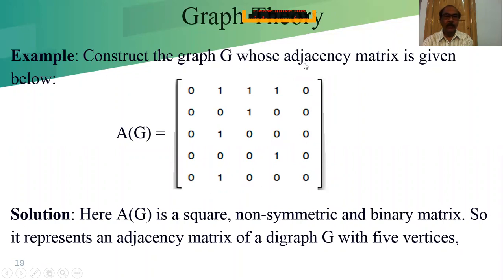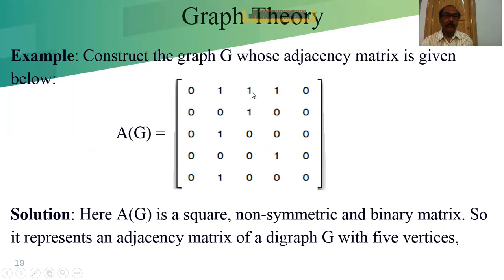Construct the graph G whose adjacency matrix is given here. AG is a square, non-symmetric and binary matrix, so it represents the adjacency matrix of a diagram. If it is symmetric, then it represents the adjacency matrix of an undirected graph. Since it is not symmetric, it represents the adjacency matrix of a diagram. So according to the definition, from that you have to make the diagram.